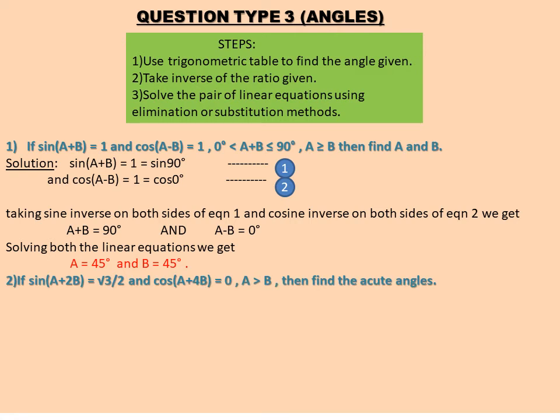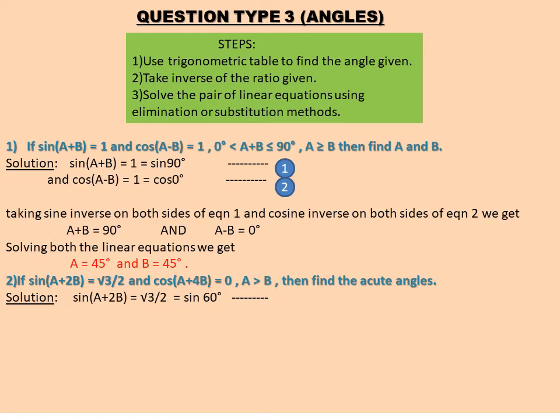Similarly, another question from the same category. Let's see, if sine of a plus 2b is equal to root 3 by 2 and cos of a plus 4b is equal to 0, and a is greater than b, find the acute angles. Acute angles means obviously the answer is going to be less than 90 degrees. That's why they are acute angles, right? And your answer is such that your angle A will be greater than angle B, right?